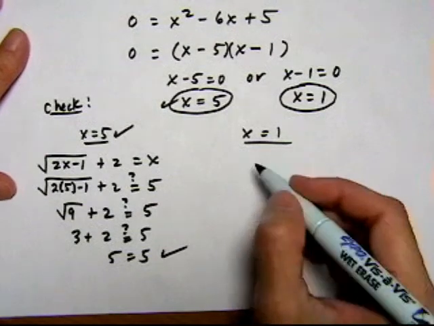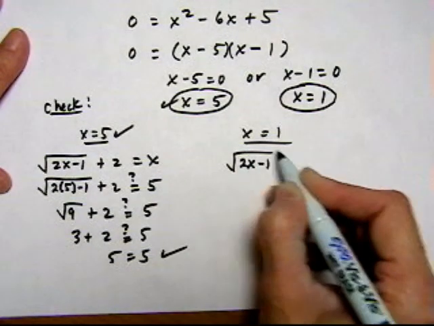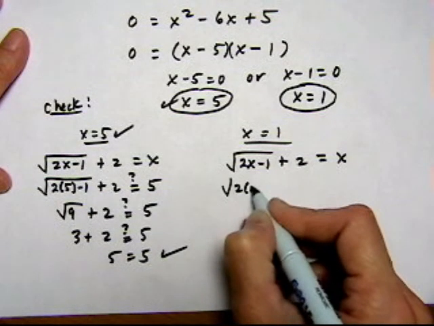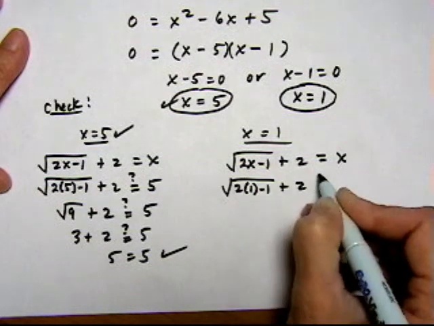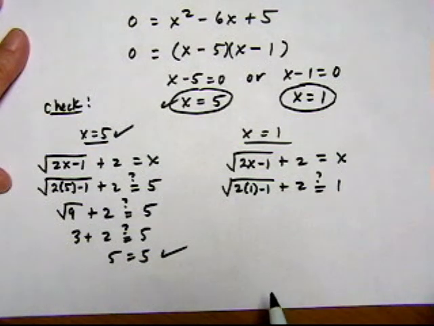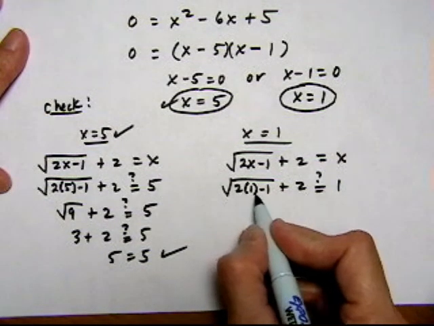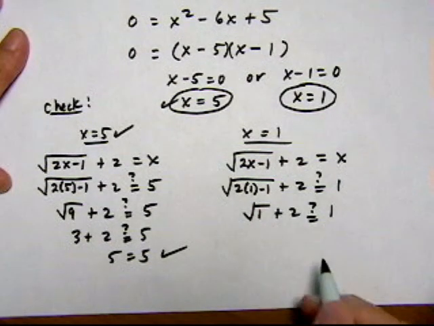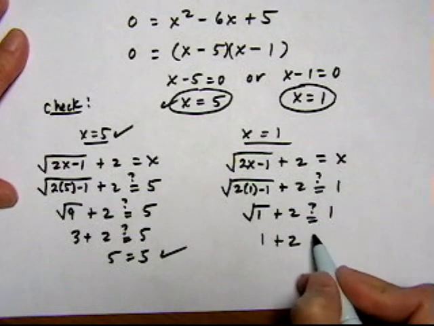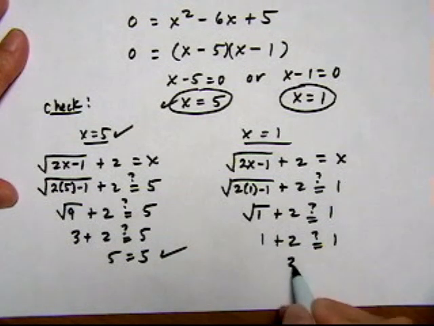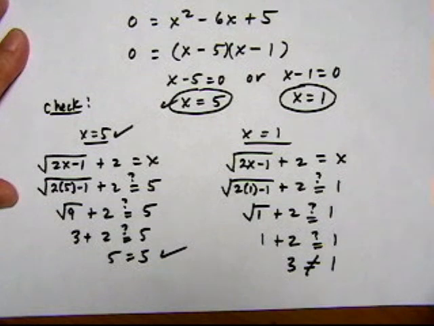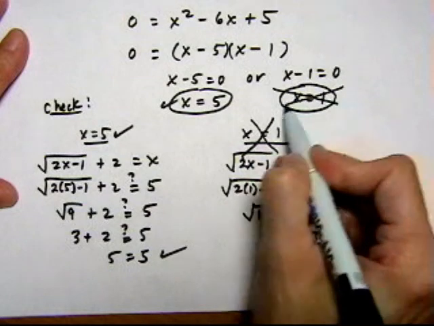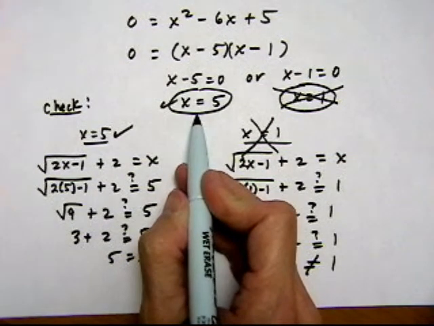And we're going to do the same with the x equals 1. Root 2x minus 1 plus 2 equals x. And the question is, does root 2 times 1 minus 1 plus 2, does that equal 1? And let's see, 2 times 1 is 2, minus 1 is 1. So root 1 plus 2, does that equal 1? And that would be 1 plus 2. Does it equal 1? Well, this is 3, which does not equal 1, which means x equals 1 is an extraneous solution. We're not going to include it as part of our answer. Final answer is x equals 5.